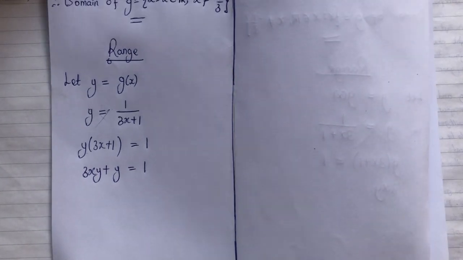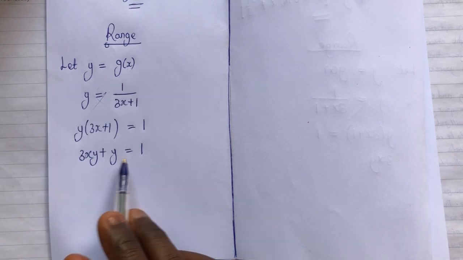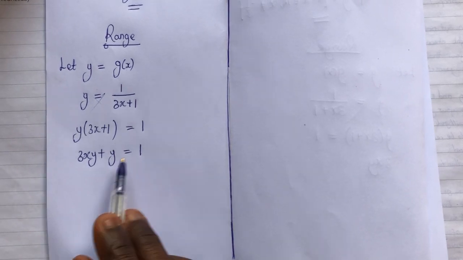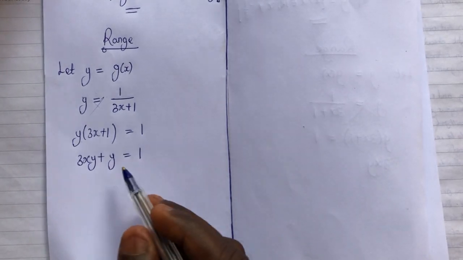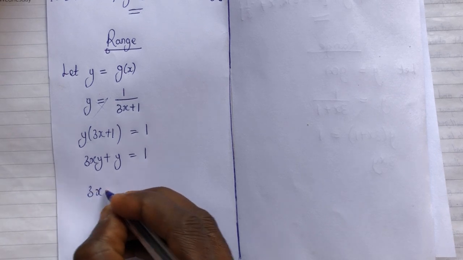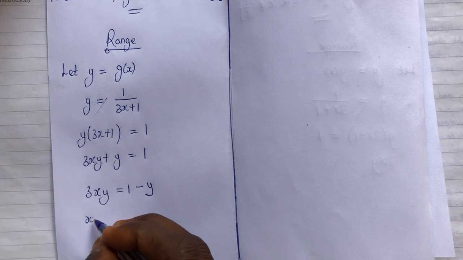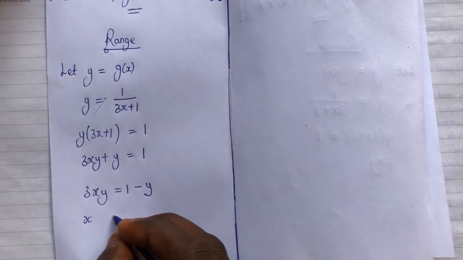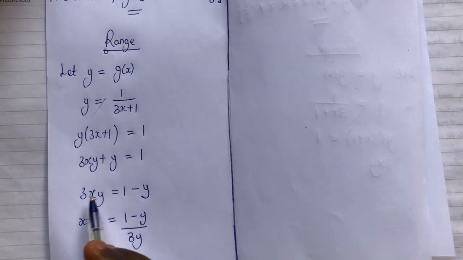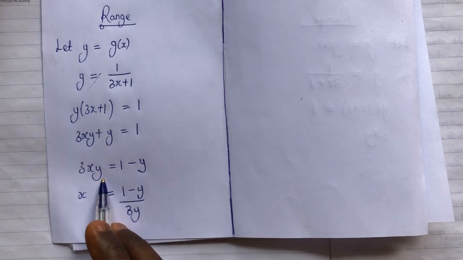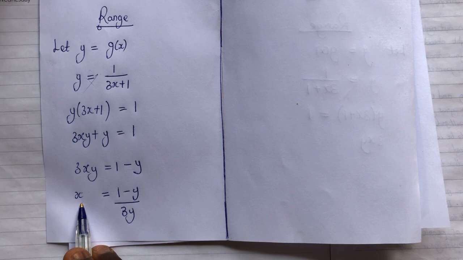Now, to be able to find the inverse, we need to make x the subject, and to make x the subject, I will just have to carry this to the other side. For those of us that have basic problems in maths, I'm just doing this for our sake. So we have 3xy equals 1 minus y. So x will be equal to 1 minus y out of 3y. I have divided through by 3y, so this 3y will cancel 3y here to make x the subject.